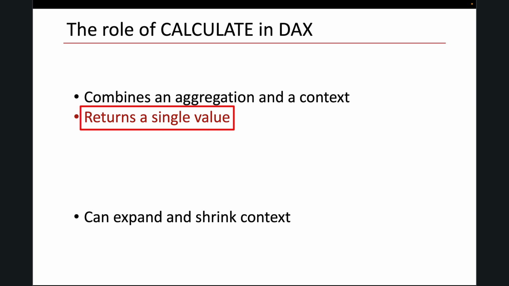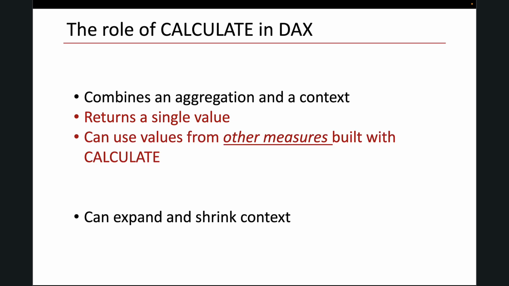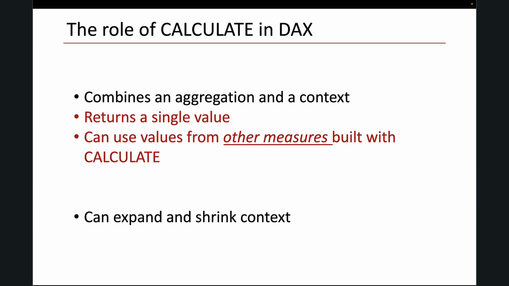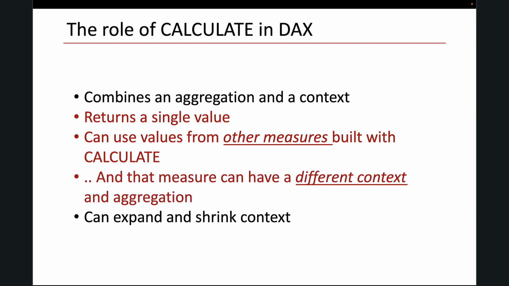So there are really a lot of things you can do with a single value. For example, you can use values from other measures built with calculate. Why? Because those calculate would return a single value, and a single value plus or minus or divided by a single value would still give you another single value. So it still qualifies as a calculate function. You can use a calculate that refers to another calculate that refers to another calculate. In addition, the other measures that you use can have a different context or aggregation. Let me show you what I mean.